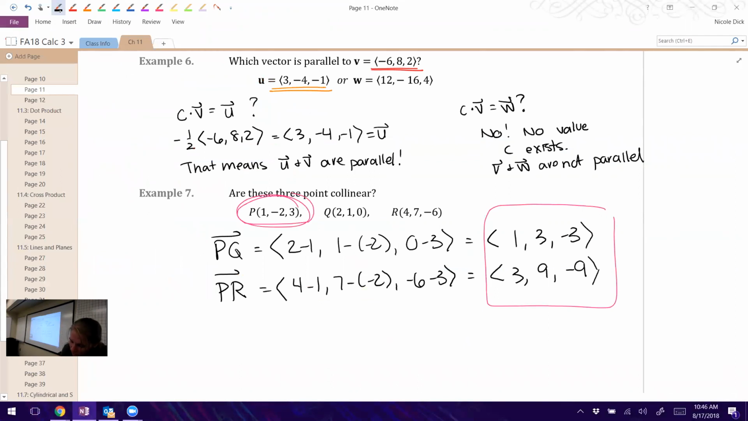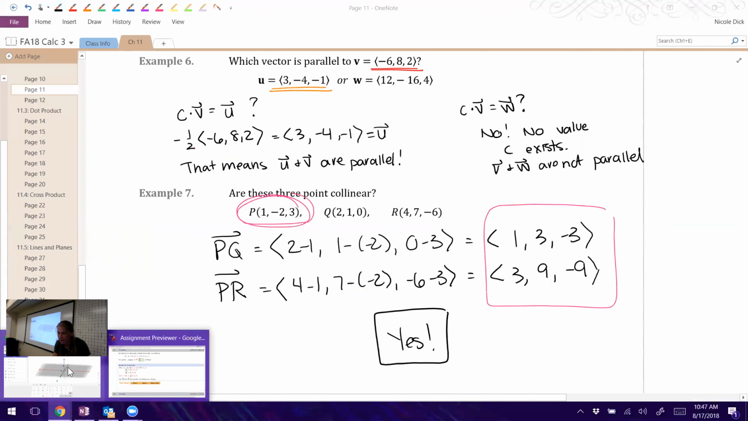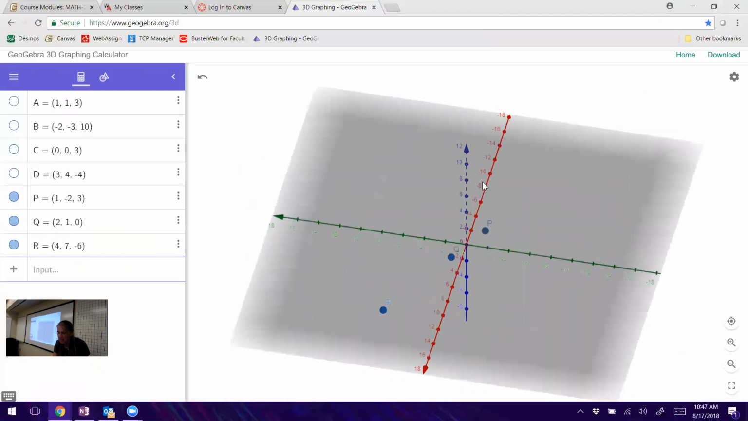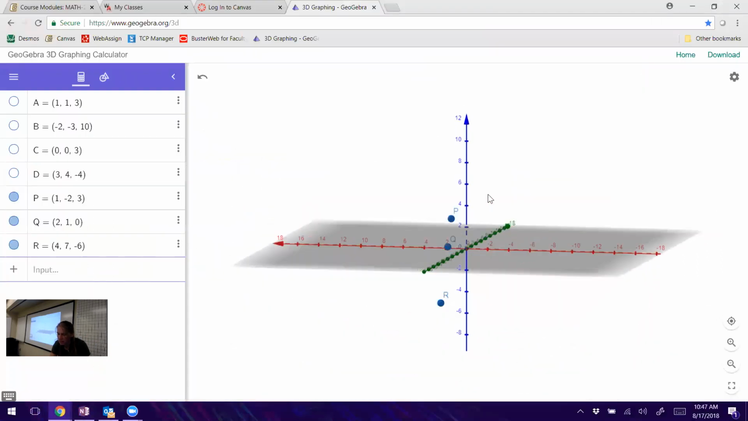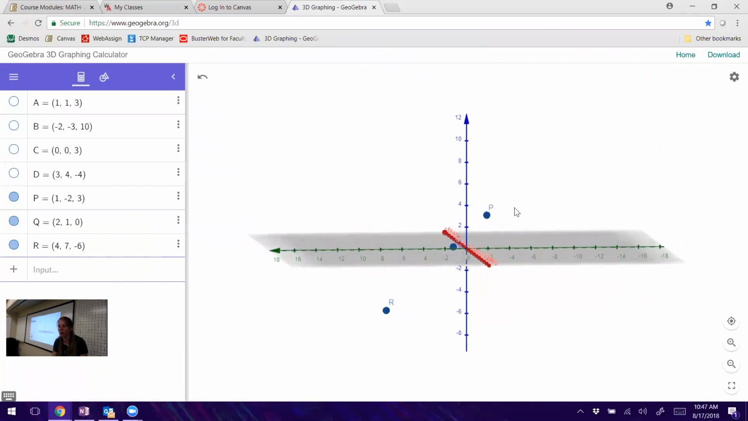So are these points collinear? Yes. I don't understand. How are they collinear? What does collinear mean? So collinear means they're all on the same line. So all these points lie on the same line there. And if we look at this graph, we can kind of see that, right? So there's those 3 points, and it looks kind of like P, Q, and R are all lining up on the same line. You're free to draw a line through them.